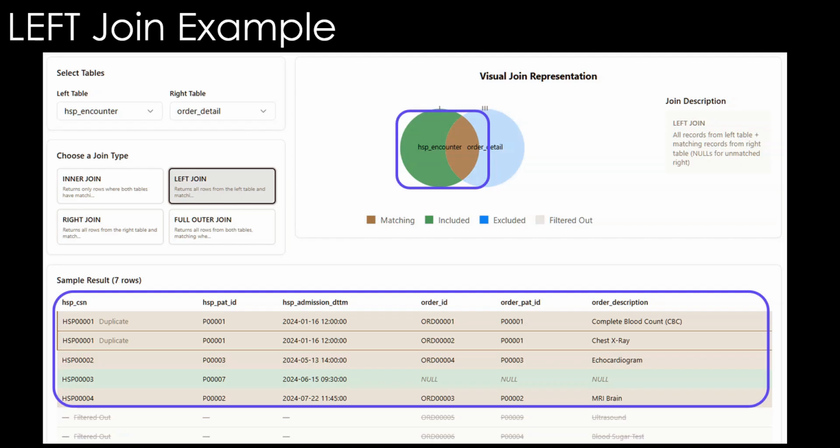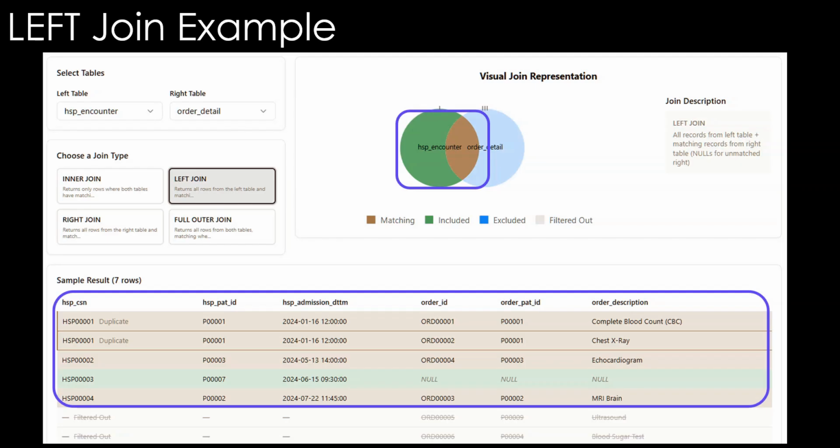But the left part of this is that we will include all information from the left-hand table. So the green record there is an example where we have hospital records, but no order records. Because we made this a left join, it will return that row. And what you'll get in the order detail for that row is a null. You'll just get no information.